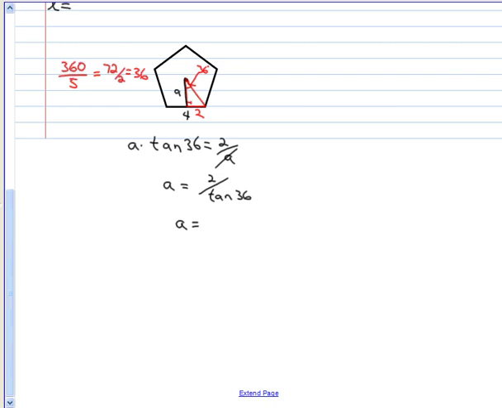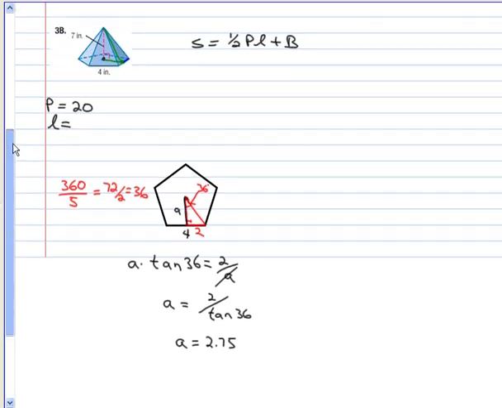Anybody else? 2.75? 2.75. Now, if I take that 2.75, let's come back to our picture. That is the apothem, that green line right there. 2.75. And we can use the Pythagorean Theorem to help us get this slant height right there. That's what we were trying to go for.